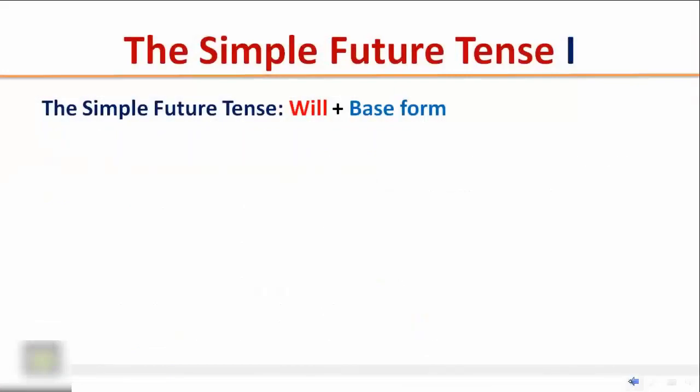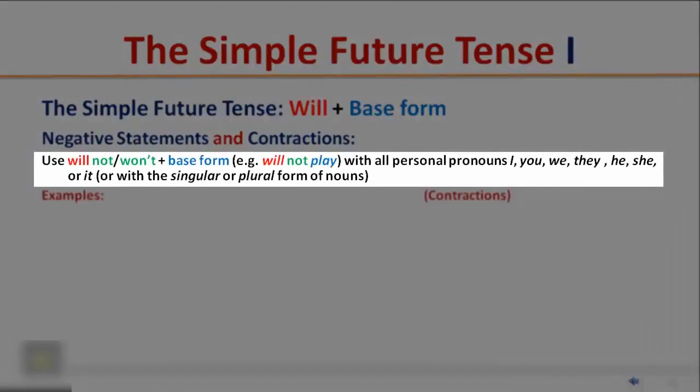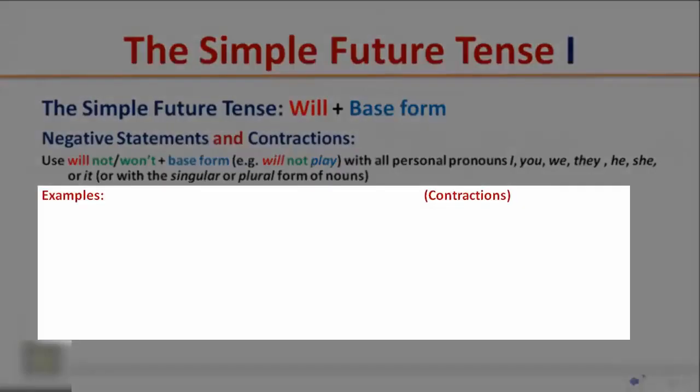The simple future tense, will plus base form. Negative statements and contractions. Use will not, or won't plus base form, for example, will not play, with all personal pronouns I, you, we, they, he, she, or it, or with the singular or plural form of nouns. Examples. I will not be home at 8 o'clock. I won't be home at 8 o'clock.